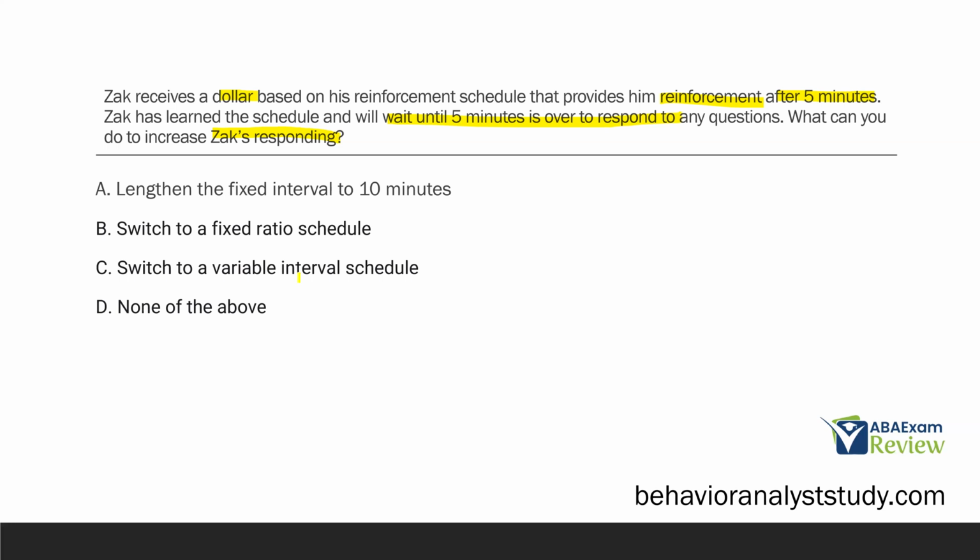This way, reinforcement is delivered on an average amount of time, where Zach cannot predict or learn when that reinforcement is coming. Therefore, he must keep responding in order to gain reinforcement. Because if we switch to a variable interval 5 minutes, he might get reinforcement after 3 minutes. He might get reinforcement after 8 minutes. It would all be on an average. So in order to increase Zach's responding, we could go from this fixed schedule to a variable interval schedule.